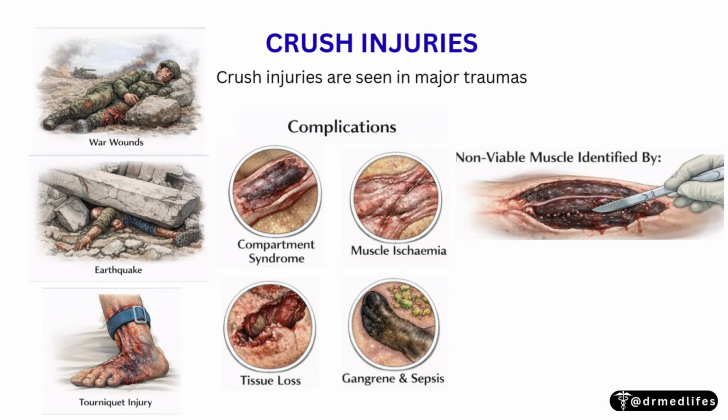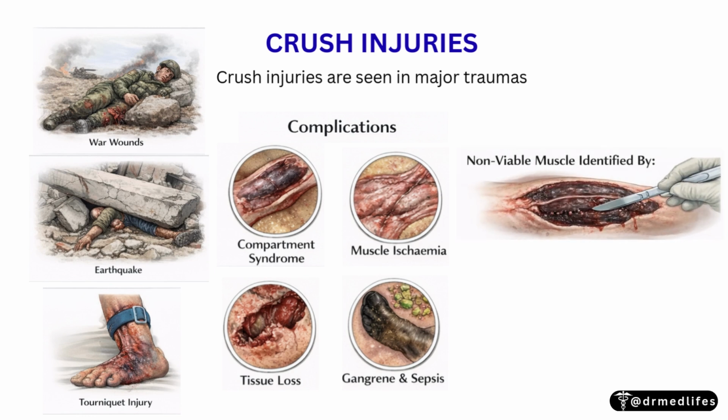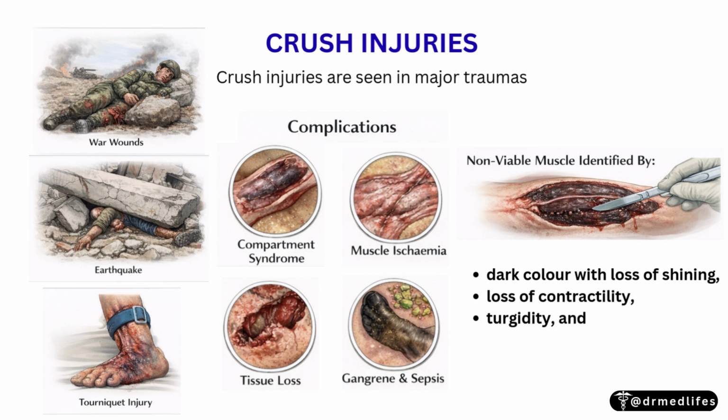Critically, a non-viable muscle can be identified by four features: dark color with loss of shining, loss of contractility, turgidity, and failure to bleed when cut.